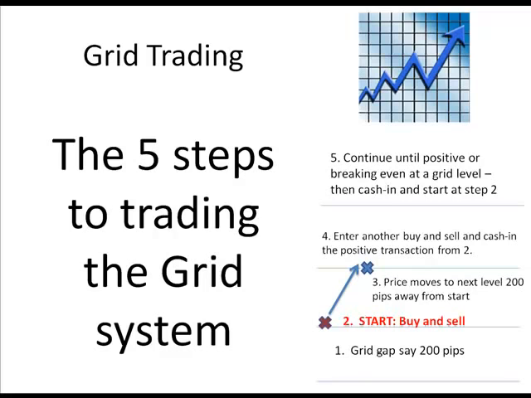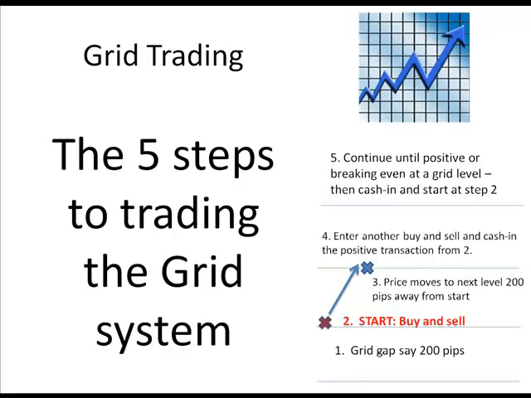There are 5 steps to trading the grid system. Firstly, as step 1, the grid system requires you to establish a grid size that you're going to be using for your trading. In this example, we're going to use 200 pips as a grid size, so the gaps between the grid lines are going to be 200 pips. Once you've established that, we'll go into how you establish it in later videos.